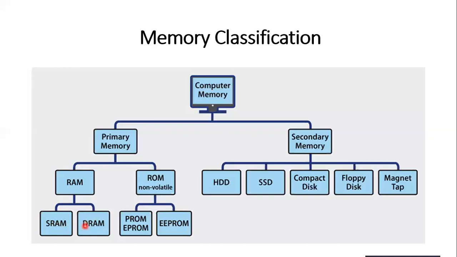Then the next one is DRAM, dynamic RAM. Here various kinds of DDRs are there: DDR 1, 2, 3, 4, etc. Now this memory is made up of MOS transistor gates and stores the bit as a charge. The advantages of this kind of memory are that it has high density and low power consumption and is cheaper than the static memory. So low power consumption and also less cost than SRAM.